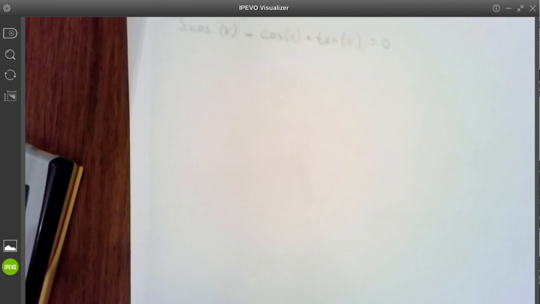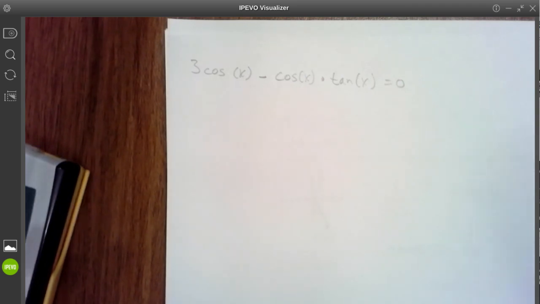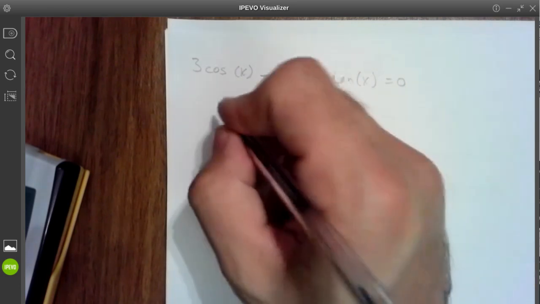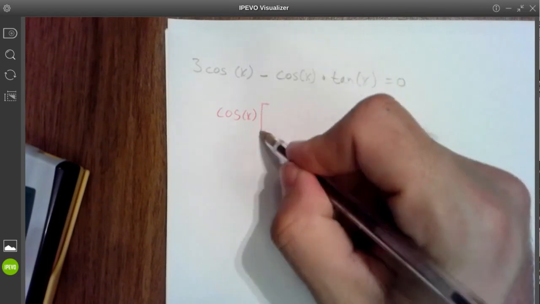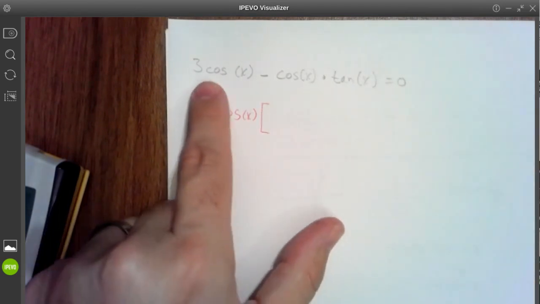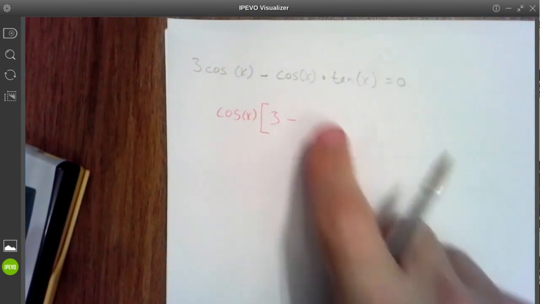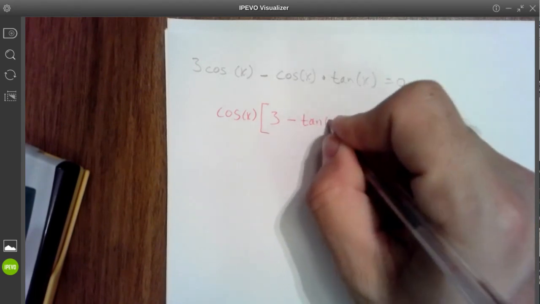Question 2 should look like this. 3 cosine x minus cosine x tangent x equals 0. To solve this one, since I've got two trig functions here, notice that I've got a cosine on both terms. I can go ahead and factor out the cosine part. Okay, I'm going to take away a cosine from this term, which is going to give me a 3, minus, and a cosine from this term, which is going to leave me with a tangent.